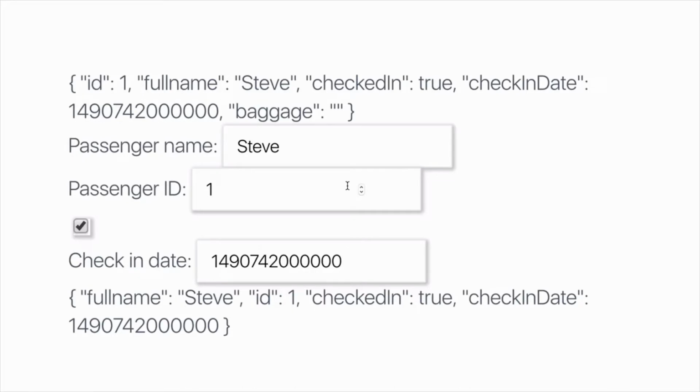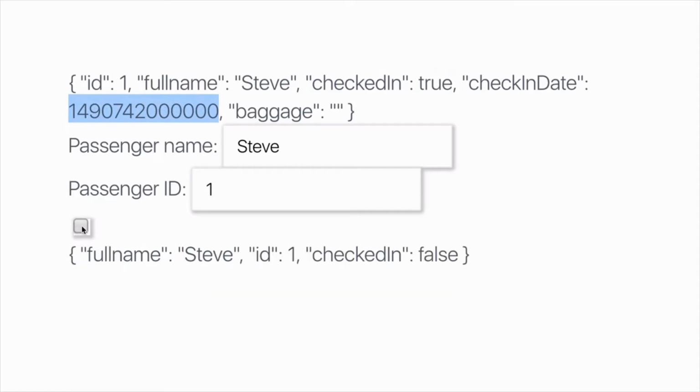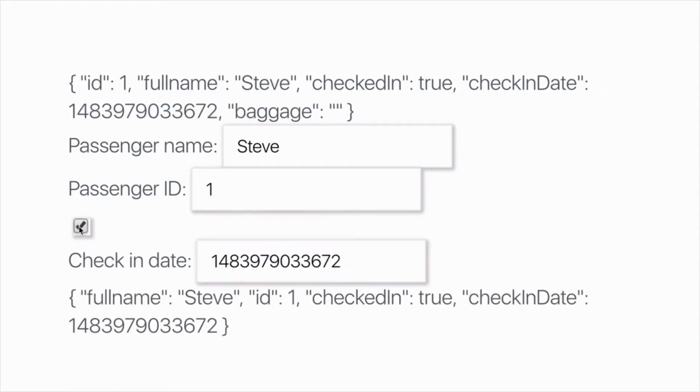So you can see here we have checked in is true with the timestamp. If I untick this, everything disappears like it did in the previous video. When I retick it, we get those new values that have just been created.